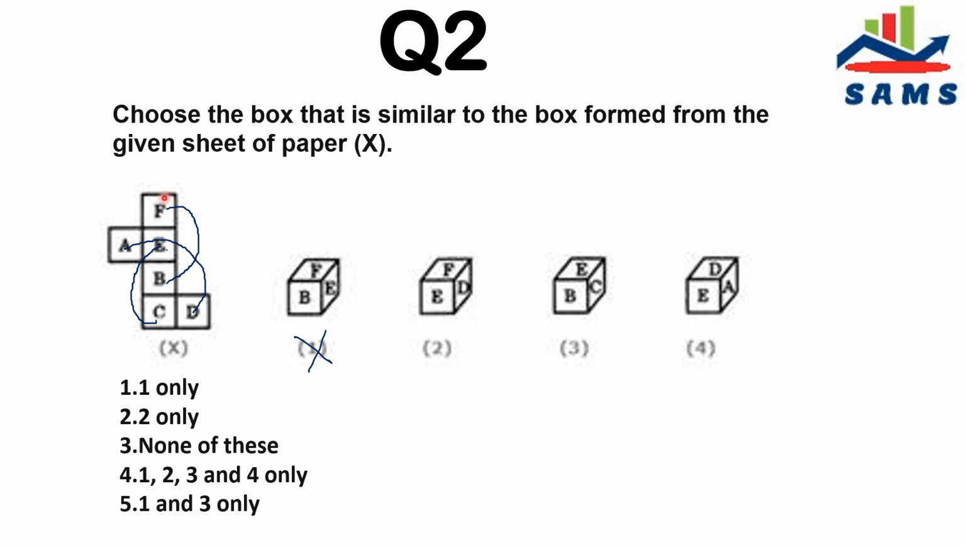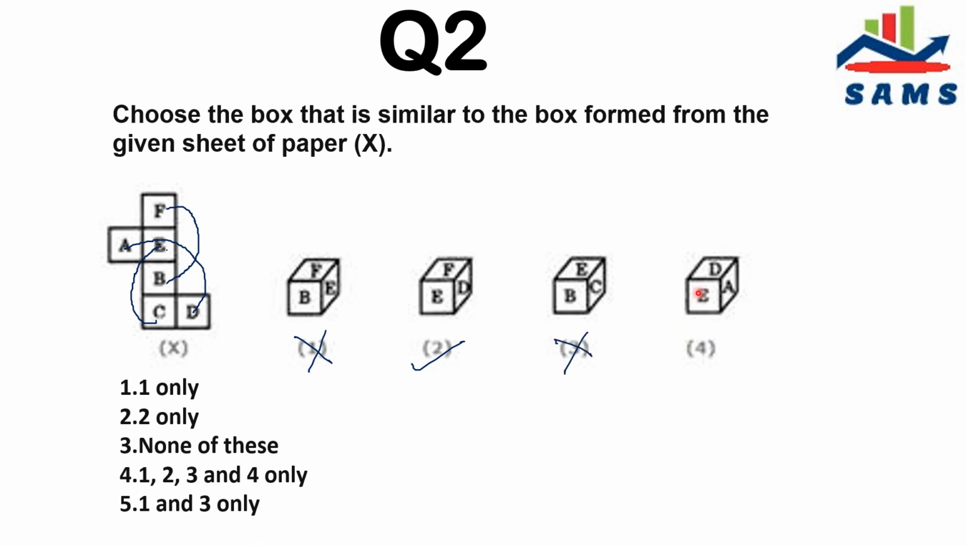F, E and D. So F and E, yes, they can be opposite, and F and D can also be opposite. So yes, this is possible. In the third case, B, C and E are adjacent sides. So B and C is okay. And then E and C. E and C are opposite sides. So that is not possible, because E and C are opposite sides, they cannot be adjacent, so this option is also ruled out.